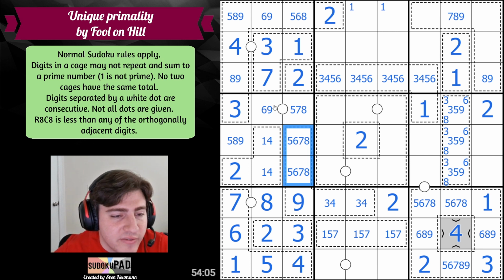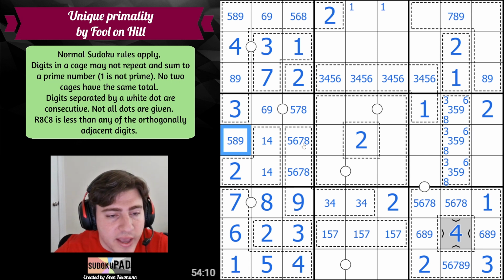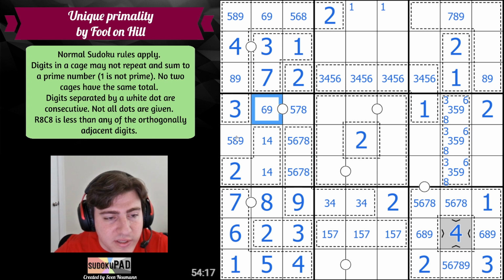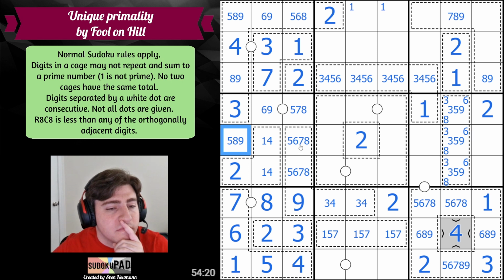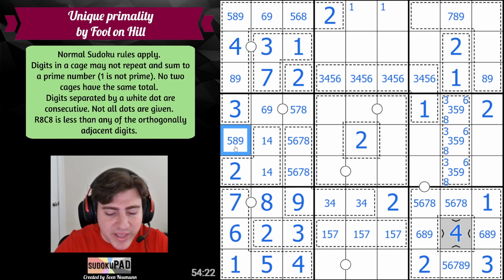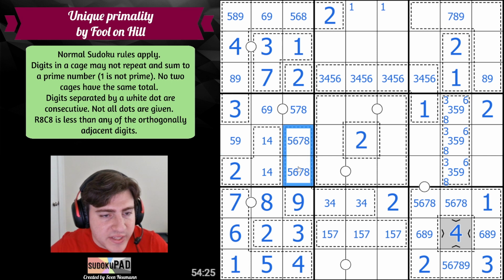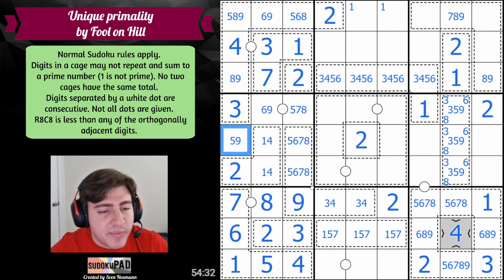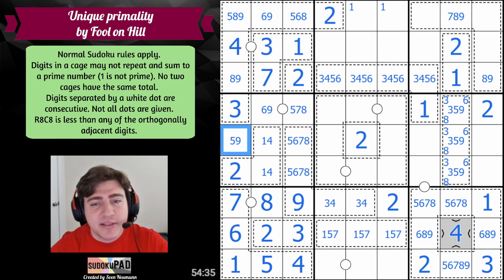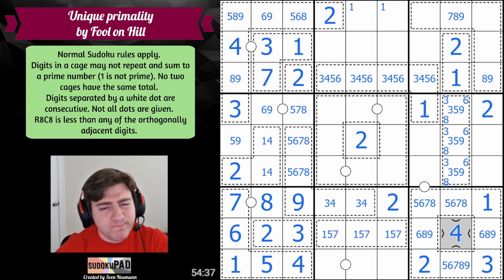Sorry, let me double check. 6, 7 would make this 9, 8, 5. Looks okay. 5, 8 would make this 7, 6, 9. So I guess this can never be 8, can it? If it's 6, 7, it's probably not helpful at all. 6, 7, 9, 8. This can't be 8. And obviously 5, 8 says this can't be 8. So, not what I was hoping for.